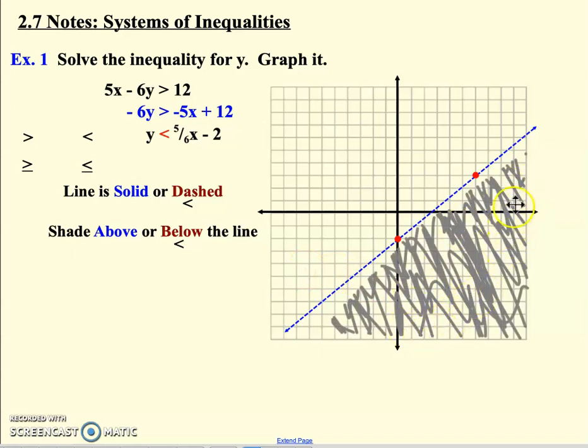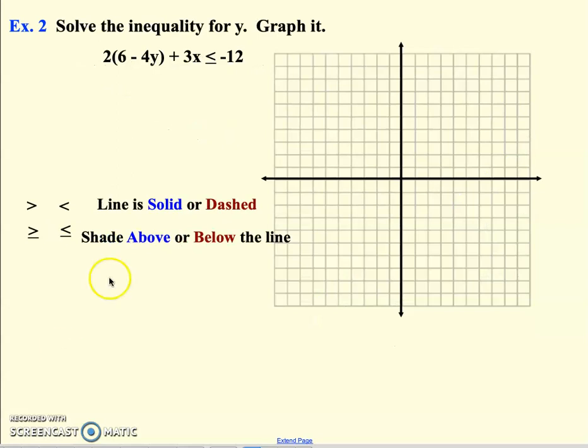That shading means that any point that I would pick in this area would be a solution to the inequality. Because there is no equal to symbol below this, the points that sit on this line are not solutions. So if I took this coordinate I've plotted here, or this one, and plugged them in, they would not satisfy the inequality. Okay, let's do one more single inequality, then we'll get the systems idea going in a second.